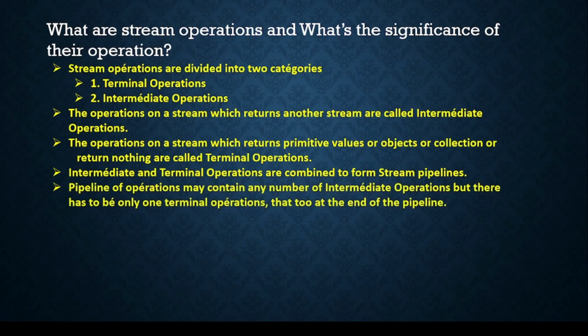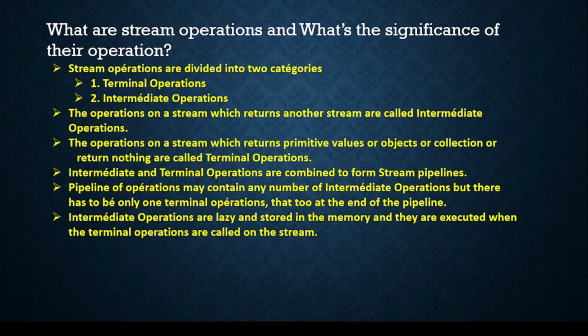Whenever we are working with the stream, there may be many intermediate operations, but there has to be only one terminal operation, and that too at the end of the pipeline. Whenever we are working with the stream API, there is a chance that we can use many intermediate operations, but there will be only and only one terminal operation, and that too at the end of the pipeline. So these are the things I just wanted to tell you.